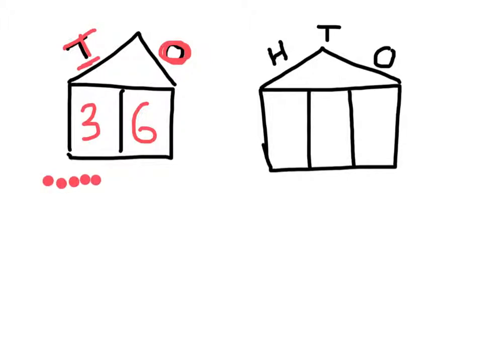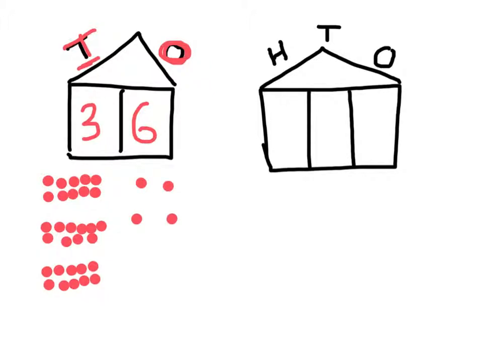1, 2, 3, 4, 5, 6, 7, 8, 9, 10. There's three lots of 10 and six ones. 1, 2, 3, 4, 5, and 6. That's how I'd draw this number 36.